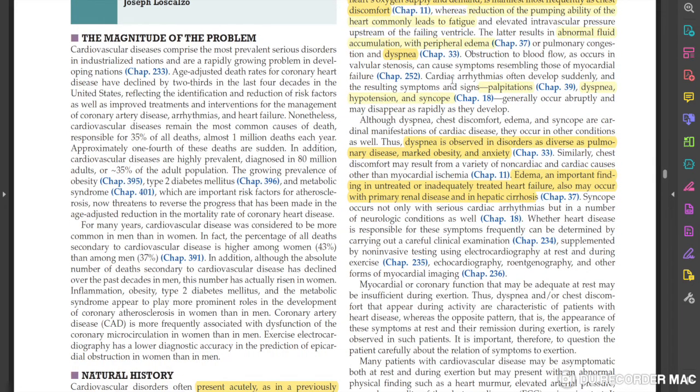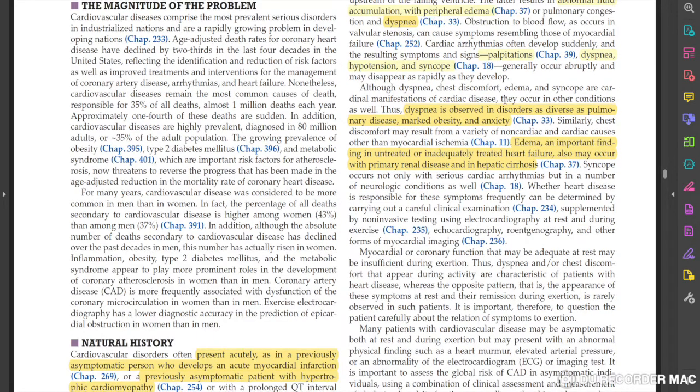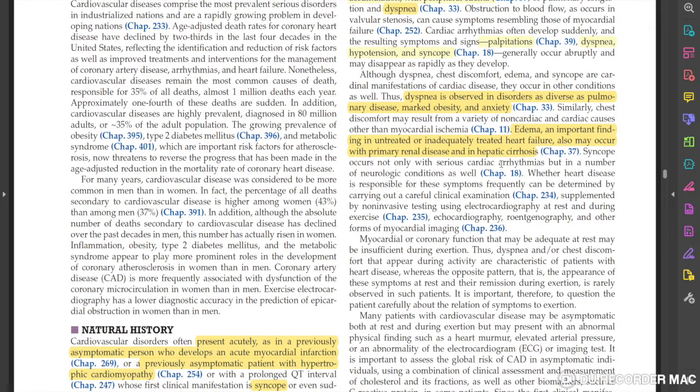Now other symptoms can be palpitations, dyspnea, hypotension, and syncope. Dyspnea is observed in disorders as diverse as pulmonary disease, marked obesity, and anxiety. So dyspnea can be because of a CVS cause, a respiratory cause, obesity, or anxiety. Okay, edema, an important finding in untreated and inadequately treated heart failure, can also be because of cirrhosis and primary renal disease.